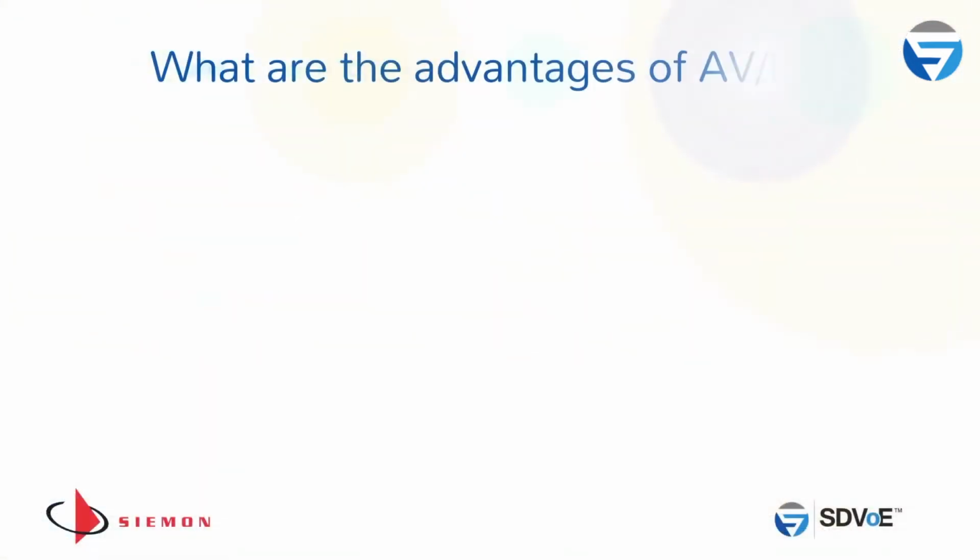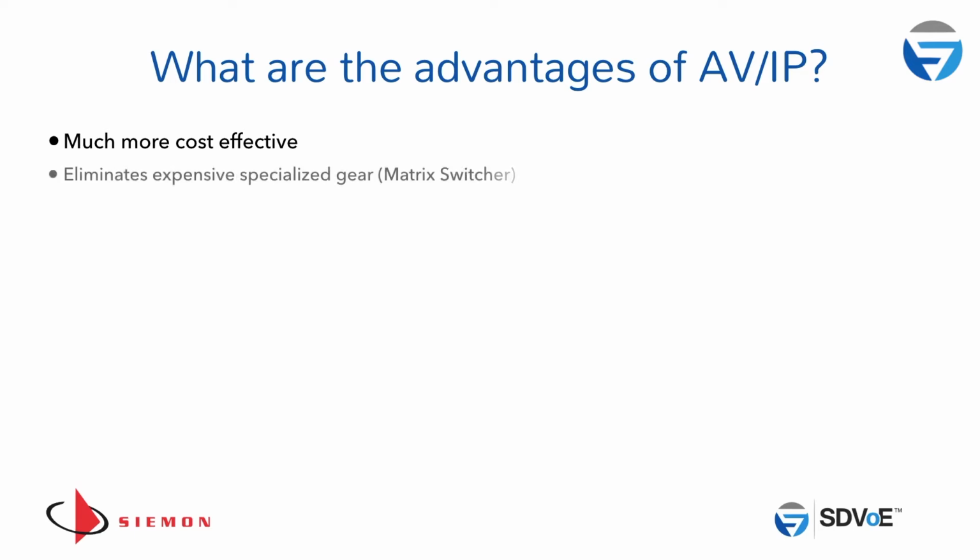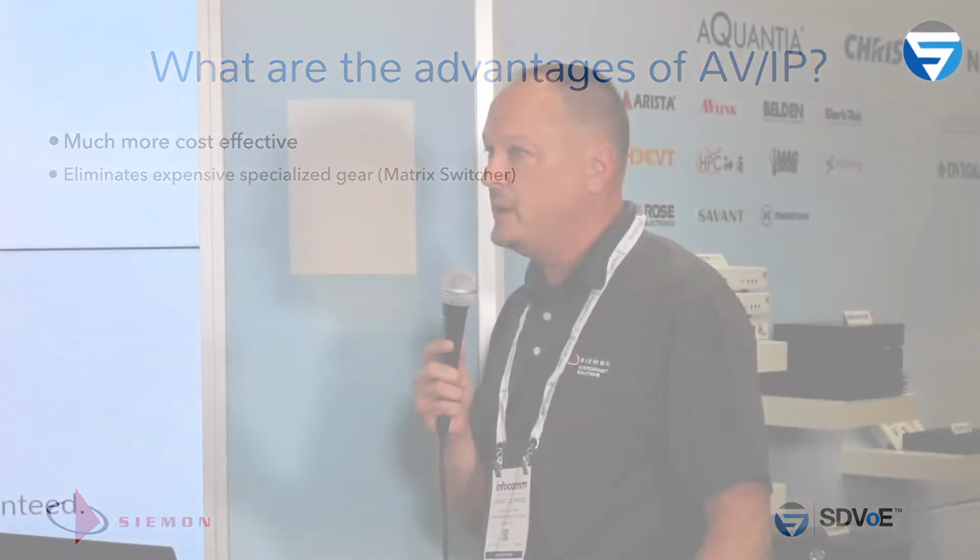So what are the advantages of AV over IP? This is kind of a summary of our other slides, but it's a much more cost-effective solution. It eliminates the specialized gear. It eliminates the matrix switch, which is the biggest cost. We've seen SDVoE members talking about the cost of matrix switches compared to Ethernet switches, and another huge benefit.